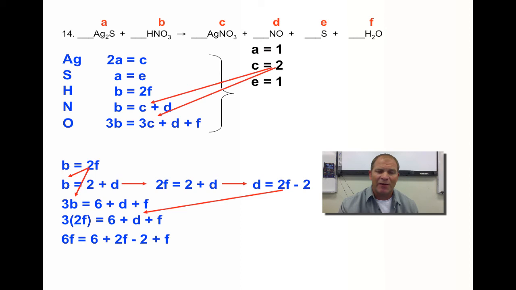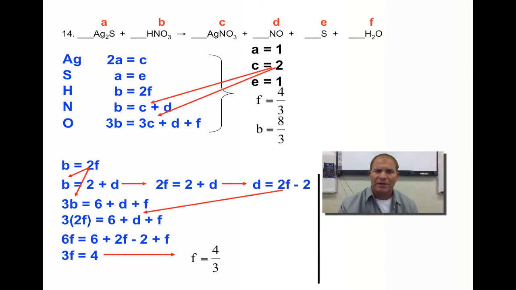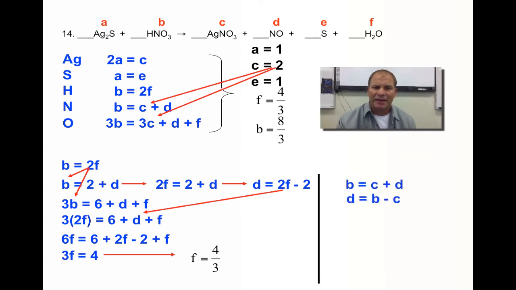So I've isolated my only variable present in this equation by way of substitution, the letter F. And so I can actually solve for F, and F equals 4/3. So as F equals 4/3, now that allows me to go back and solve for B and D. If I know F is 4/3, then 2F, which equals B, is 8/3. Going after D, I know D is equal to B minus C. And so I take my 8/3 minus 2 and I end up with 2/3.